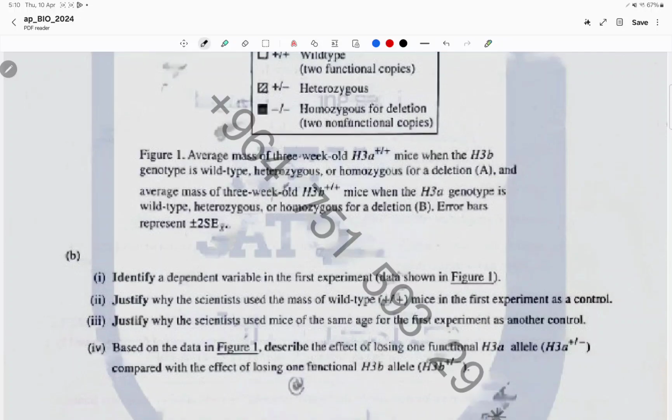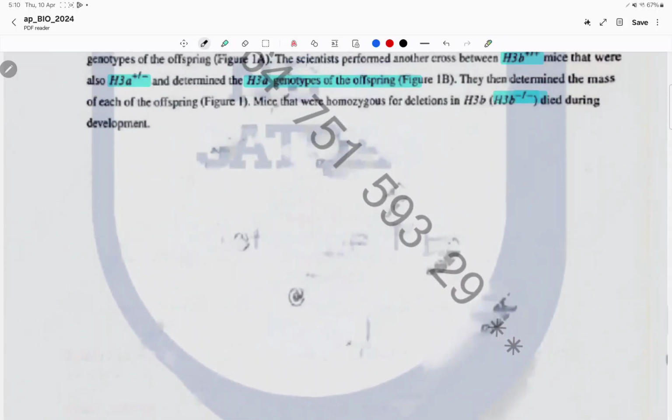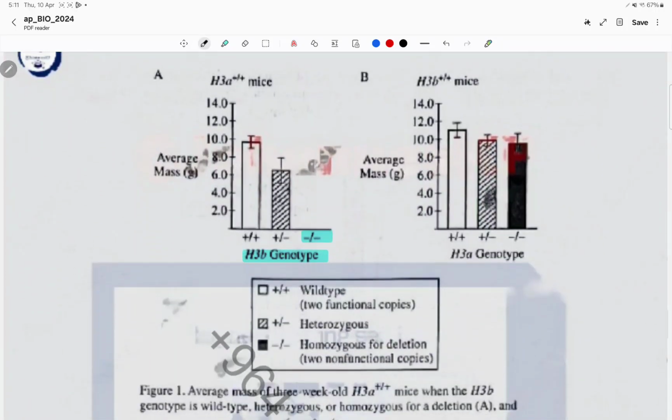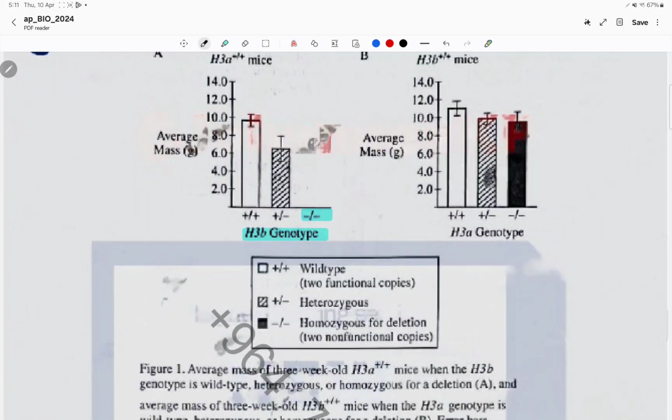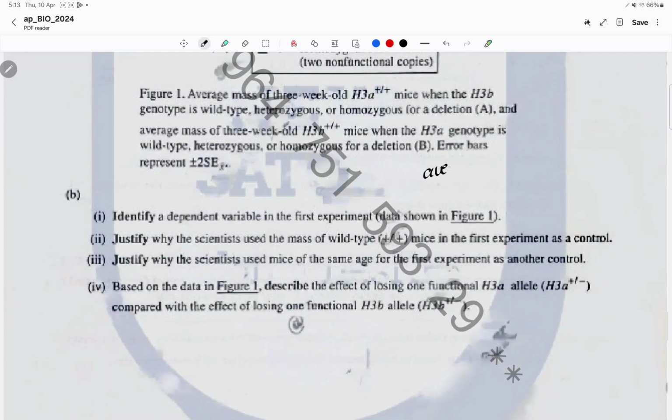Identify a dependent variable in the first experiment in figure 1. So that is going to be what? The y-axis, right? So the average mass of the mice. So we're going to say the average mass of the mice.